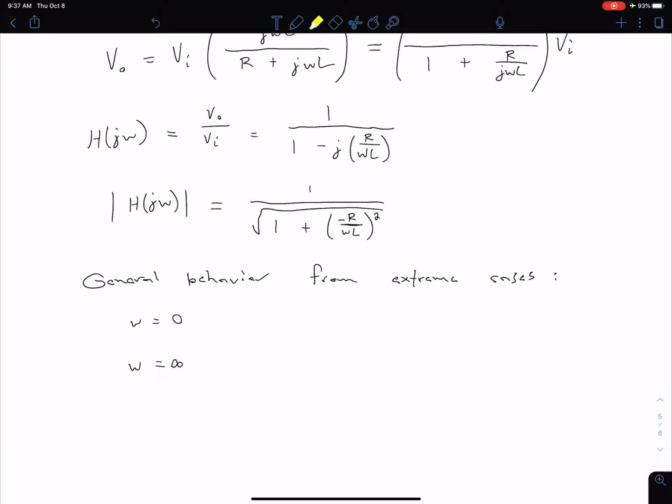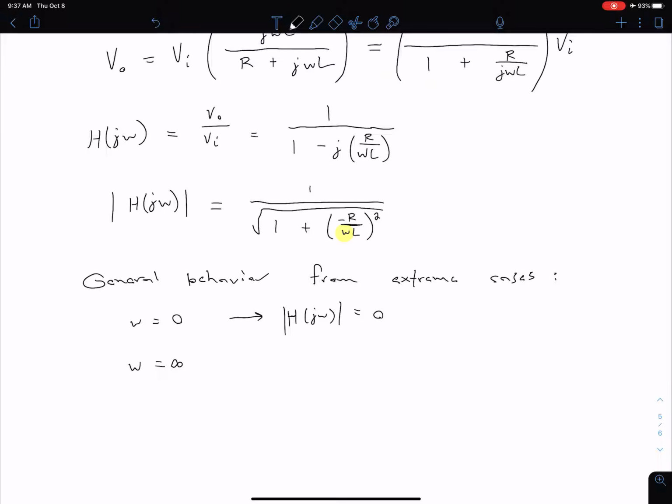What we can see here is if we have omega equals 0 in this magnitude equation, then we're going to have an infinite term in our denominator. If our denominator is really large, that means our overall transfer function is going to be 0. So this means that our magnitude of H of j omega is equal to 0.